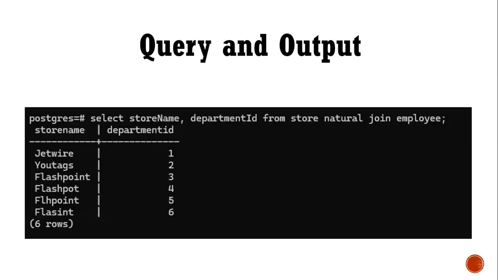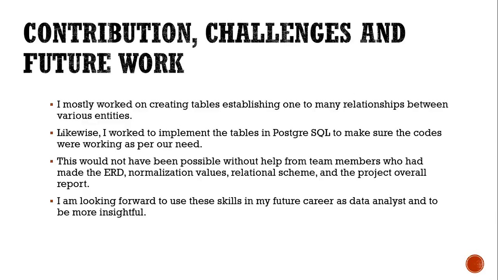Moving on, with the query and output, there was a question where we need to show the store name and department ID. For that, I'm going to use the code select store name, department and department ID from entity store. And because department ID is in the other entity, employee, I'm going to use natural join employee, and hence that's the output.